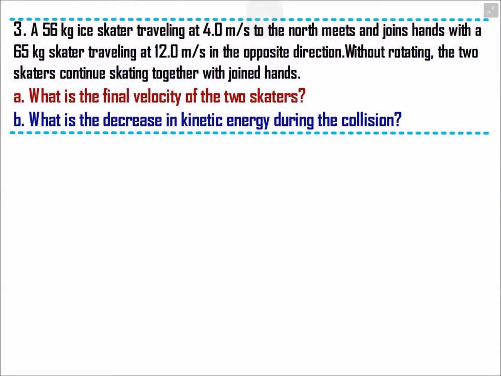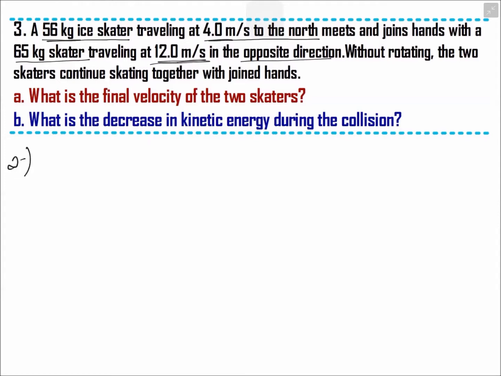Hello, welcome everyone. In this question, it says a 56 kilogram ice skater traveling 4 meters per second to the north. That means positive. They meet and join hands with a 65 kilogram skater traveling 12 meters per second in the opposite direction. Opposite direction means opposite velocity, that means negative velocity. Without rotating, the two skaters continue skating together with joined hands. That means combined mass again. What is the final velocity of the two skaters?